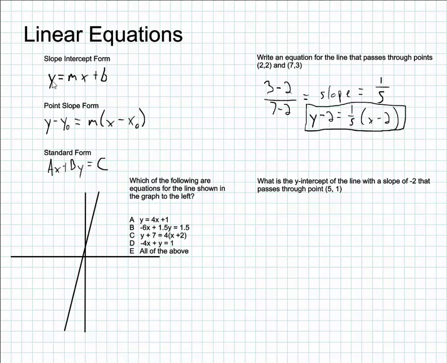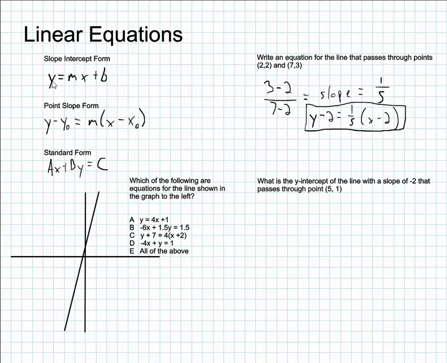We know, of course, that the answer that we get when we do our calculation by hand may not necessarily coincide with a multiple choice answer on the ACT. For example, they may have chosen to use the point 7, 3, in which case they would get the equation y minus 3 equals 1/5 x minus 7. They also may have chosen to rewrite this entire thing in slope-intercept form or even standard form.